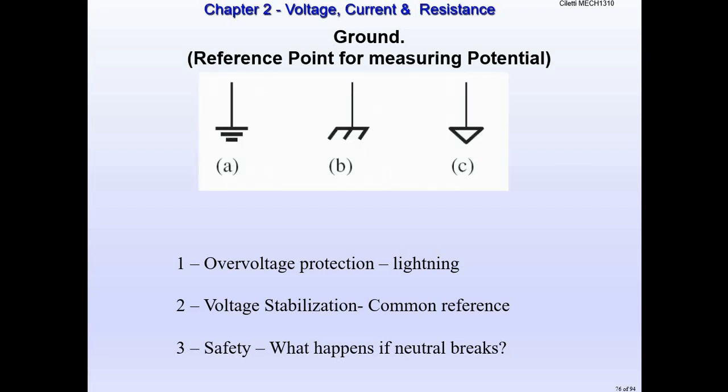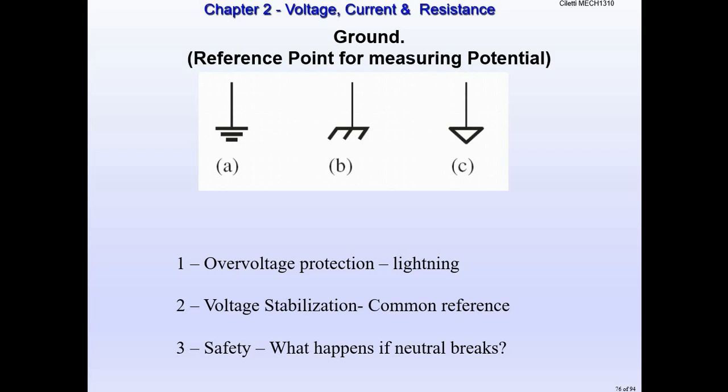You need to know these symbols. We got A, B, and C here. These all mean ground, they're just for different purposes. So A, that's over voltage protection. That's the most common one we use. That's one that's going to protect you from lightning. So outside your house where your power panel is, there's about a 6-foot rod that goes into the ground that's tied to your panel. So if lightning hits, you give it a path to go to.